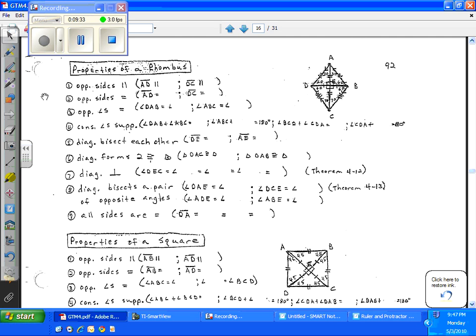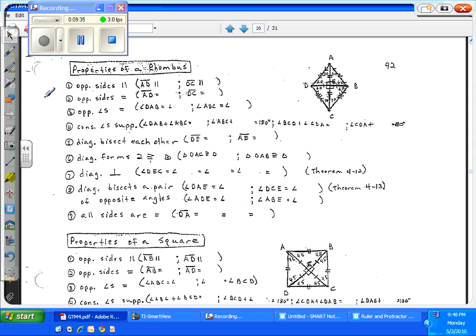Properties of a rhombus. Obviously, the first 6 properties of a rhombus are the first 6 properties of all parallelograms, which say that both pairs of opposite sides are parallel, both pairs of opposite sides are equal, both pairs of opposite angles are equal, consecutive angles are supplementary, the diagonals bisect each other, and each diagonal forms a pair of congruent triangles.